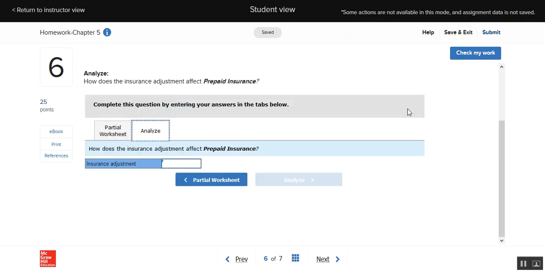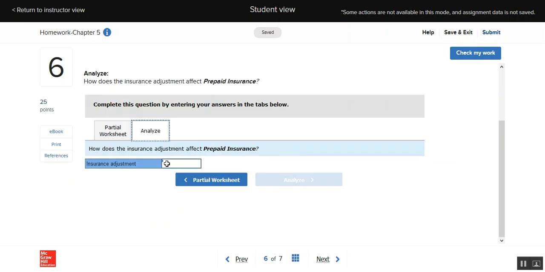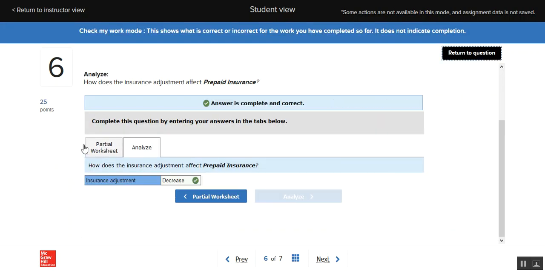I think there's one more question. How does the insurance adjustment affect prepaid insurance? Well, there's the adjustment. Here's our prepaid insurance. We started out at $55,800. We adjusted $7,200 credit, which then caused our adjusted trial balance for prepaid insurance to be $48,600. So it caused it to go down by $7,200. So we're going to click here. It was a decrease. That one's right.